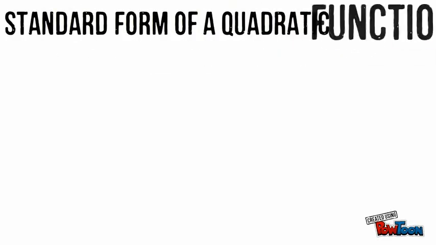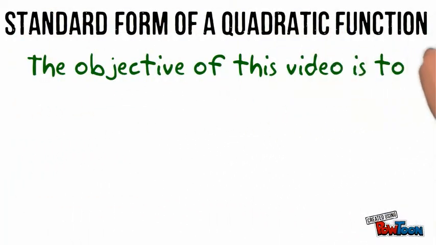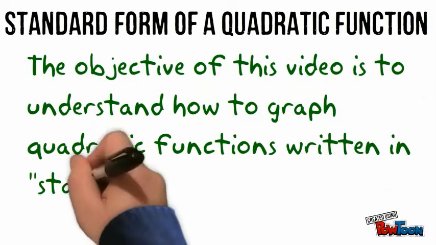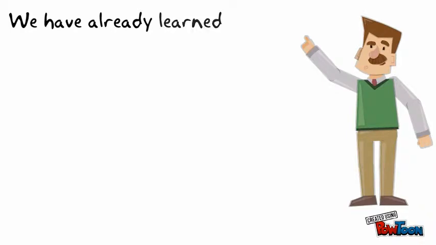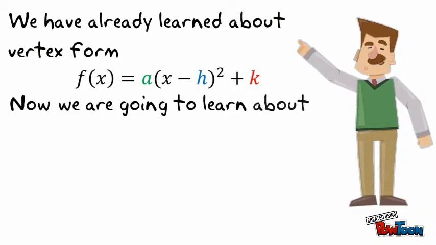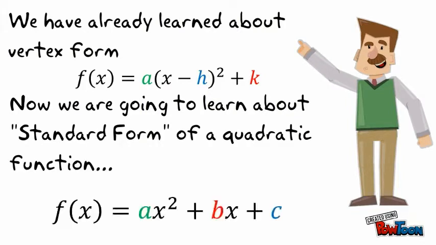Standard form of a quadratic function. Any form of a quadratic function can be converted to another form. So we can get from vertex form to standard form, or from standard form to vertex form. Standard form is y equals ax squared plus bx plus c, where a, b, and c are numbers.